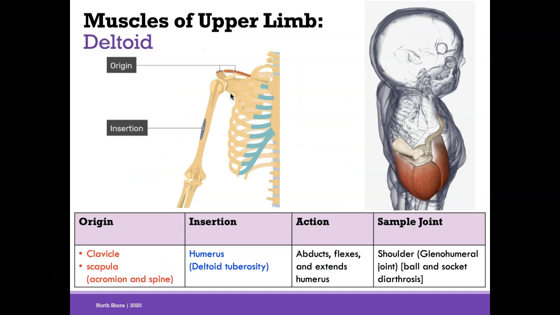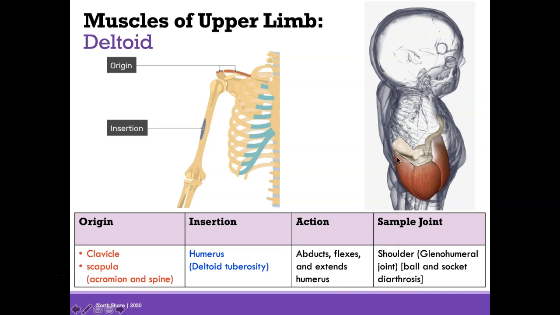So let's move to the upper limb. And we have the deltoid muscle, it's right by the glenohumeral joint, by the shoulder. And this will help us abduct, flex, and extend the humerus. And again, let's do this. Let's feel our shoulder. Let's abduct, flex, and extend the humerus. The deltoid is helping you do all of these things.